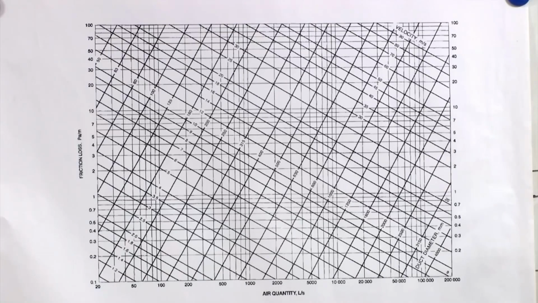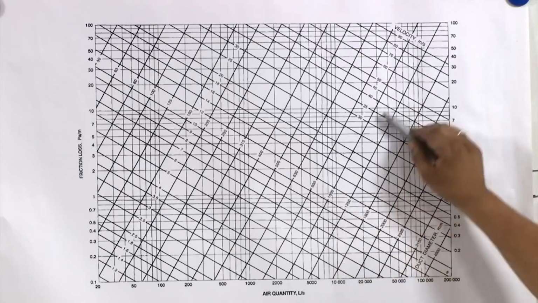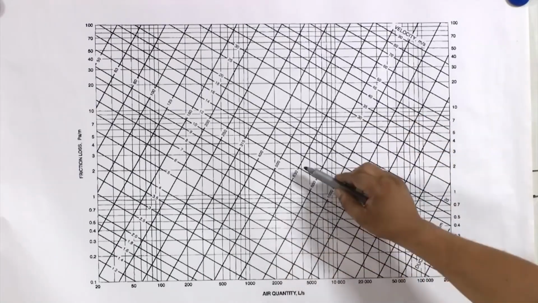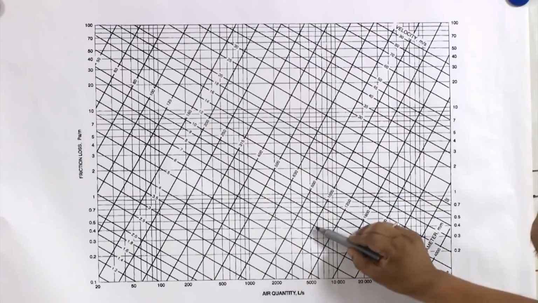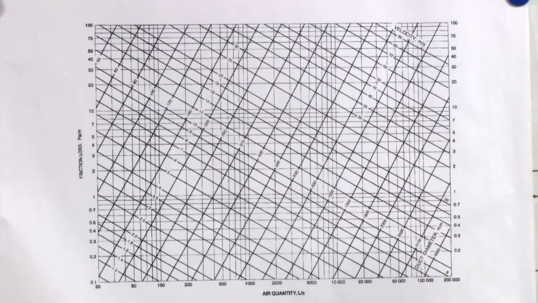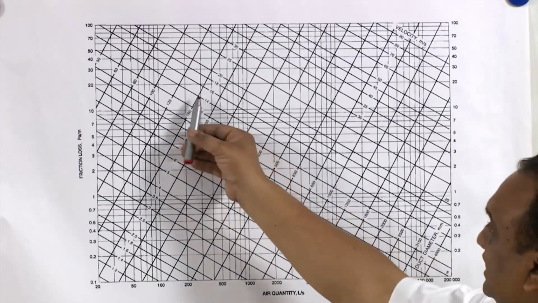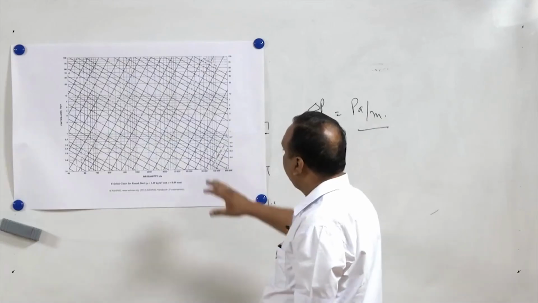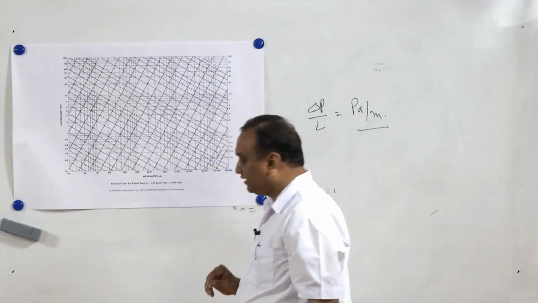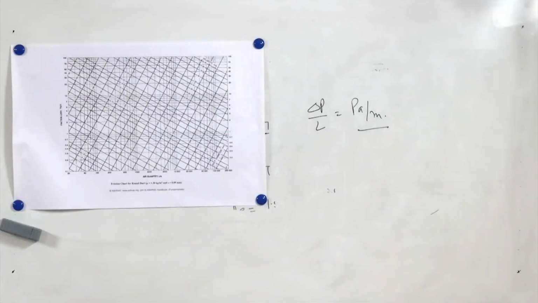Now, it has inclined lines. These inclined lines are constant duct diameter lines. So, this line is a constant duct diameter line. Now, perpendicular to these lines, again we have dark lines. These lines are constant velocity lines. Now, with the help of this chart, the dimensions of duct can be easily calculated.